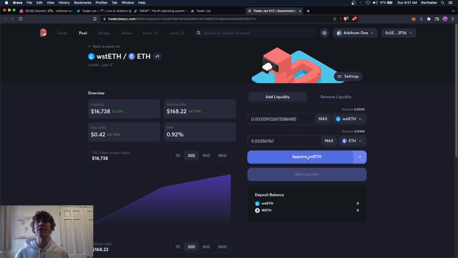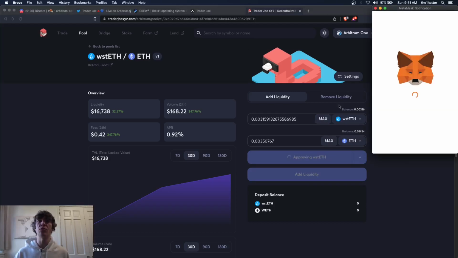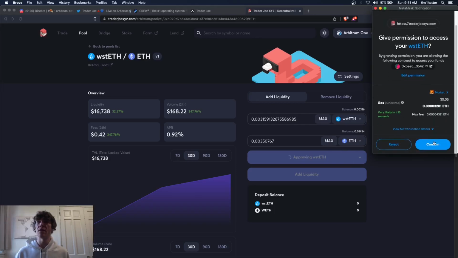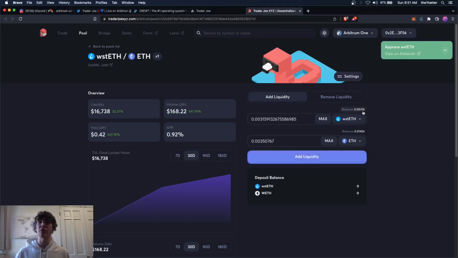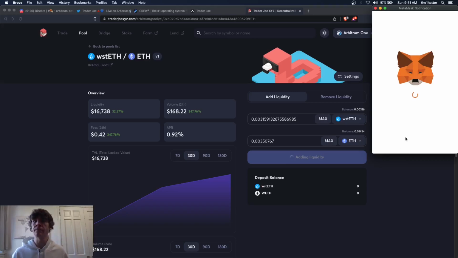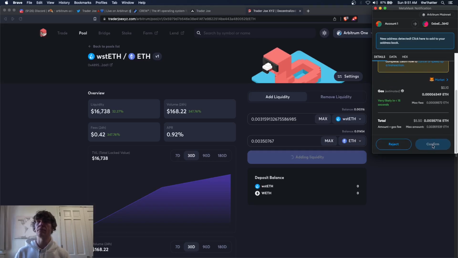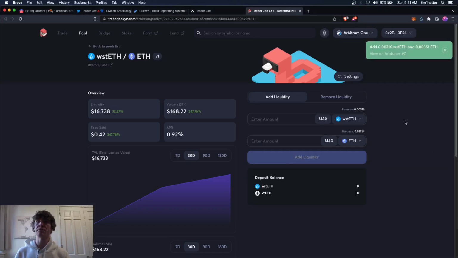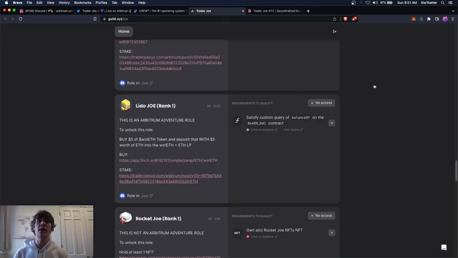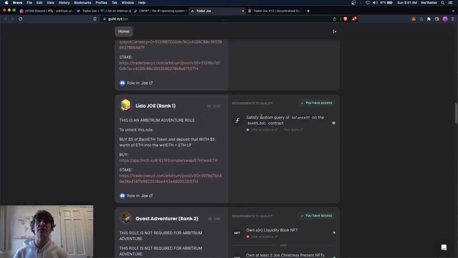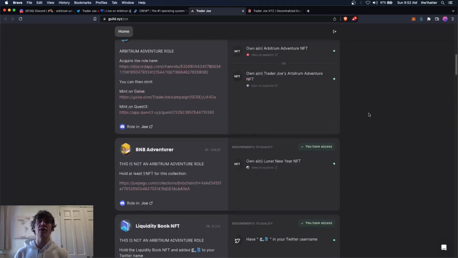Now we'll add the liquidity to this stake pool. Remember, it has to be at least $5 or more. So always double, triple check that you have the right amount. Now add liquidity. Easy peasy, man. Confirm. And now this should be green.